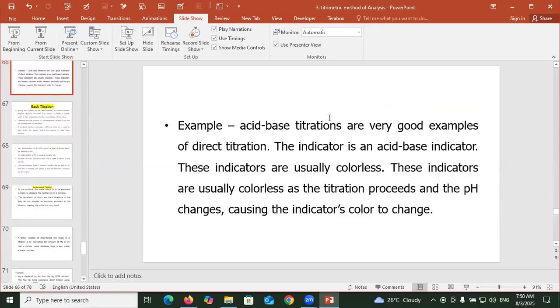Acid-base titrations are very good examples of direct titration. The indicator is an acid-base indicator. These indicators are usually colorless, and as the titration proceeds, the pH changes, causing the indicator's color to change.